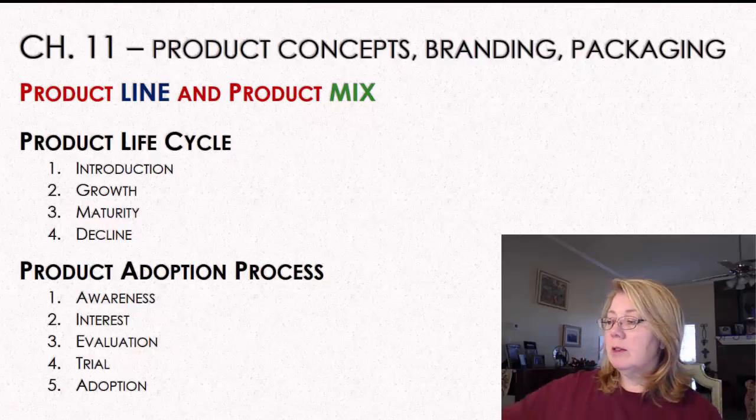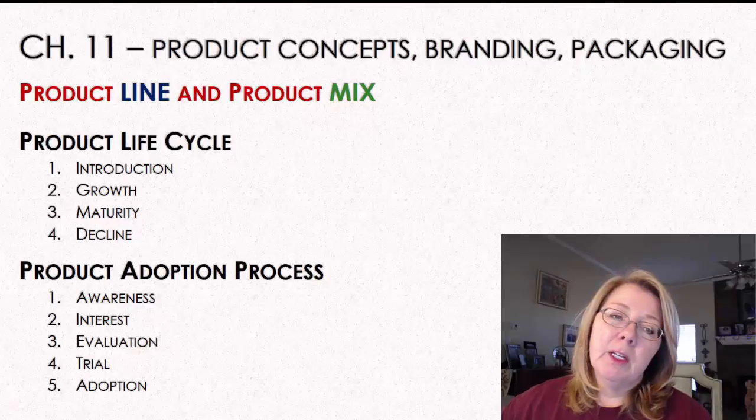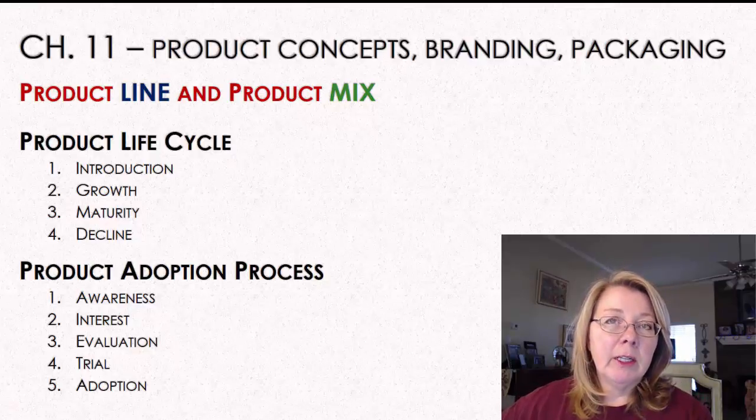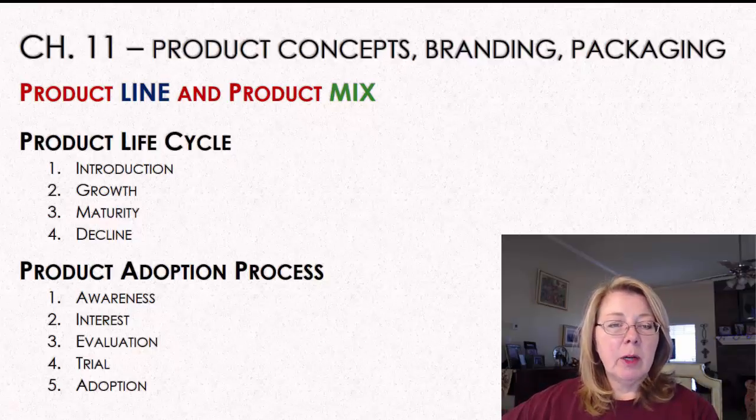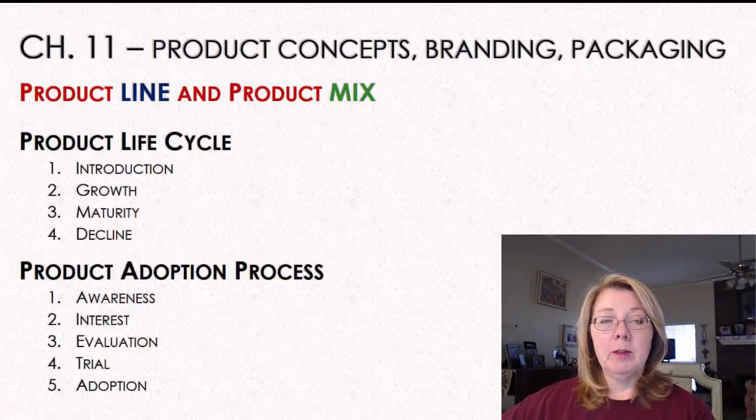So there is definitely a process there, and strategically, different marketing efforts that go along with creating awareness, creating interest in a product, getting people to try the product, and the marketing that happens there is distinct. Okay, so let's see.